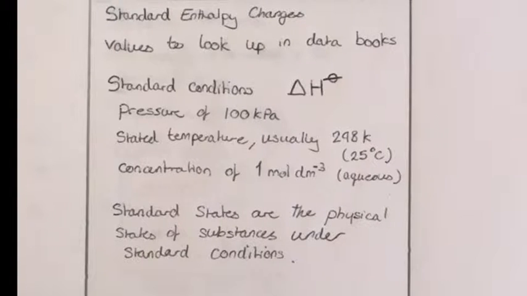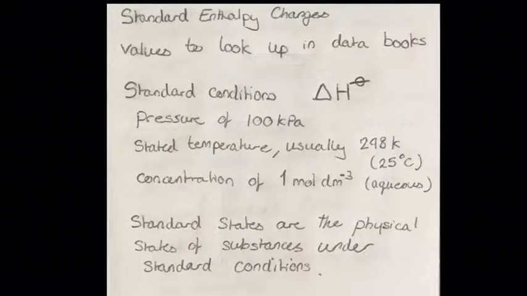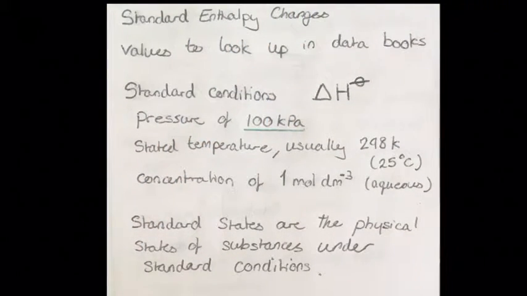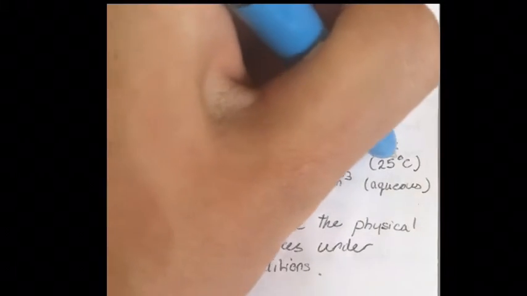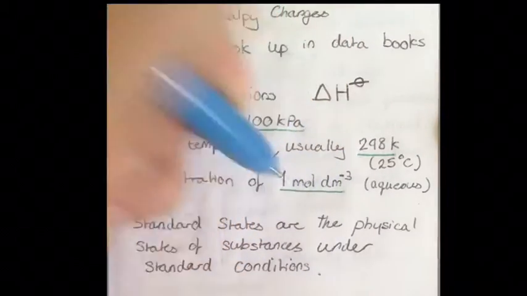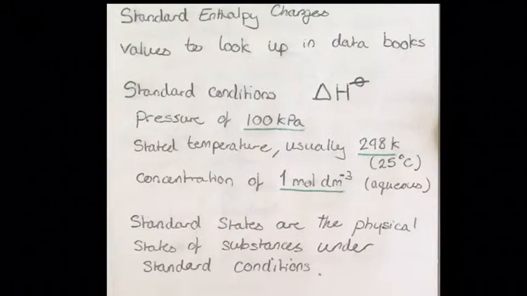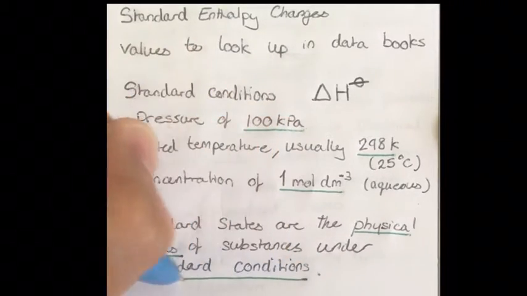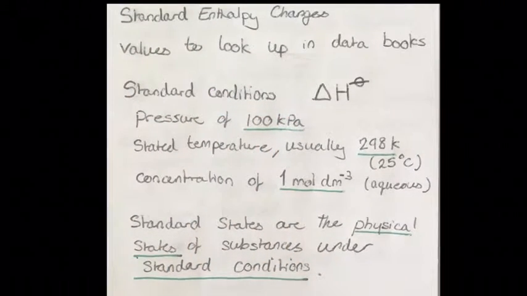Thermodynamics is a subject rooted in experiment. You will find yourself working with data books which record the enthalpy changes for many different reactions. These reactions are always carried out under standard conditions, and you must know what these conditions are. The conditions are a pressure of 100 kilopascals, a temperature which is stated and is usually 298 Kelvin or 25 degrees Celsius, and a concentration of 1 mole per decimeter cubed if they're dissolved in water. The standard state of a substance is its physical state under standard conditions, so that is whether it is a solid, liquid or gas under the conditions listed above.